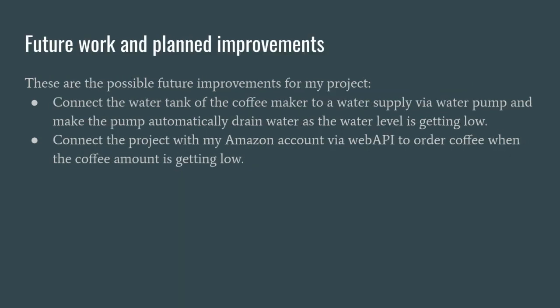So my future work and planned improvements. There are some possible future improvements for my project. One can be connecting the water tank of the coffee maker to a water supply via a water pump and making the pump automatically drain water as the water level is getting low. Or connect the project with my Amazon account via web API to order coffee when the coffee amount is getting low. That's it for my project.